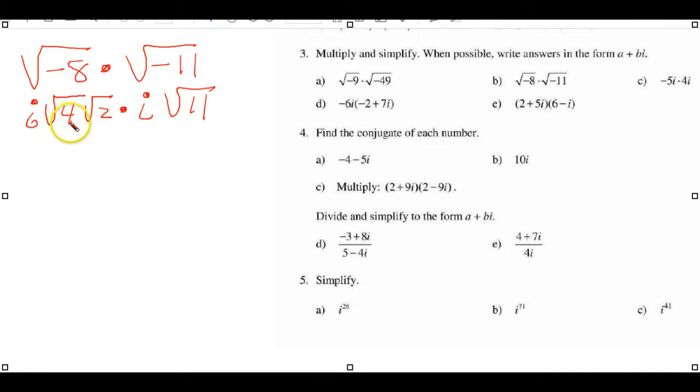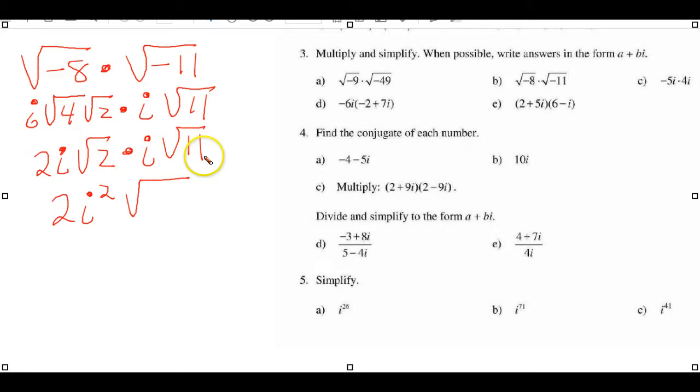So now we can take the square root of 4, which is 2, which will give us 2i times the square root of 2, times i times the square root of 11. So i times i is i squared, so this gives you 2i squared times the square root. Now we just multiply our radicands to get 22. But we know again that i squared is a negative 1.